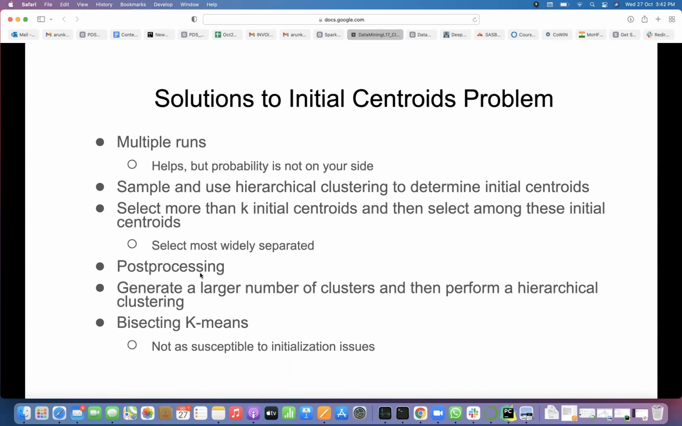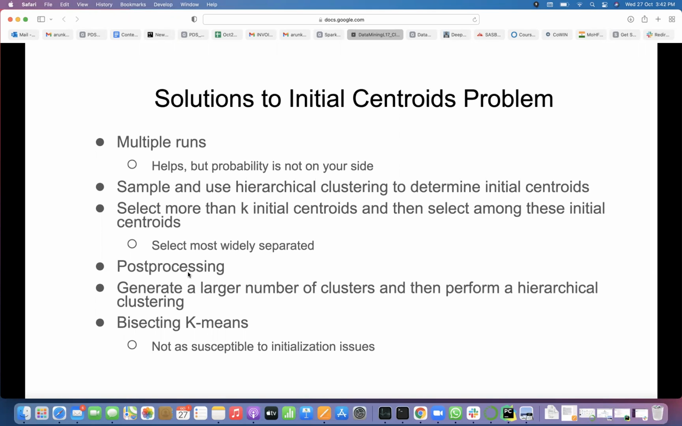Okay. Post processing. Then generate a large number of. Can anybody identify them and tell them to mute? Yes, I'm calling. Okay.